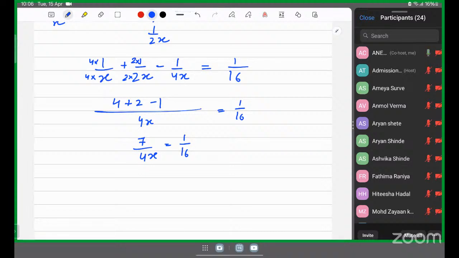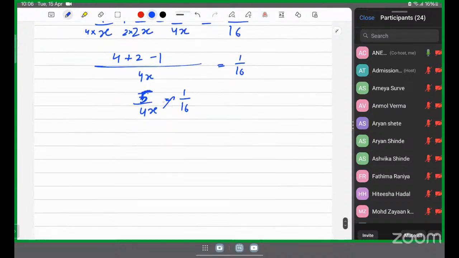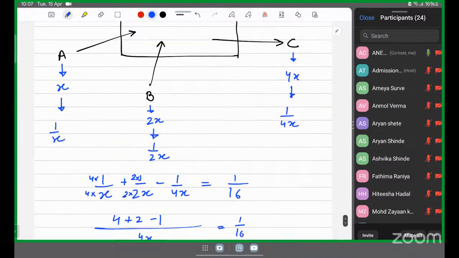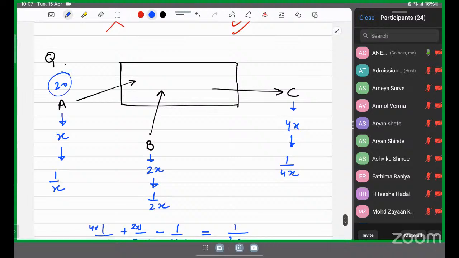4 plus 2 minus 1. Sorry, 5. Yes, 5. So this will be how much? This will be 4x equals 16 into 5. And x will be 16 into 5 divided by 4. 4 fours are 16. x will be 20 hours. So A will take 20 hours.